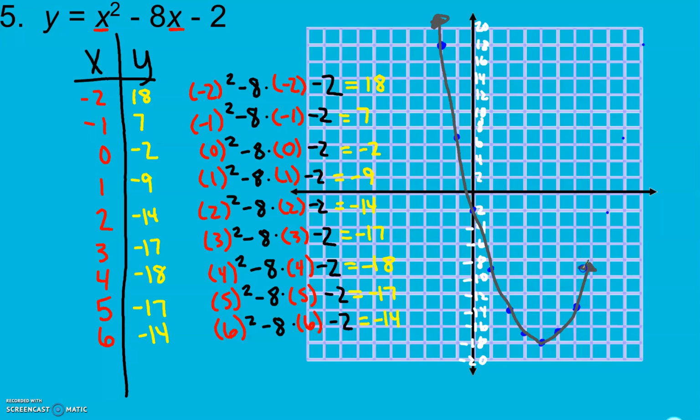Okay, again, we need at least 2 points on each side of that lowest or highest point. Here, we have a lowest point, so we call it a minimum. And we can see that from our equation as well. It's a positive x squared, which means it's a happy face parabola.